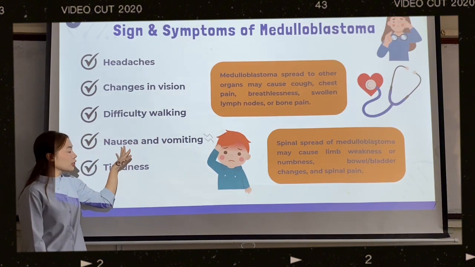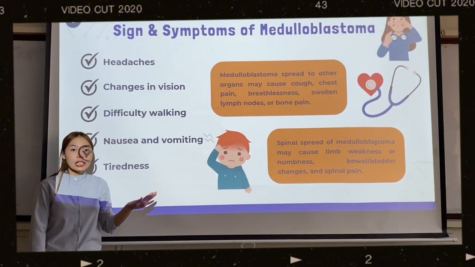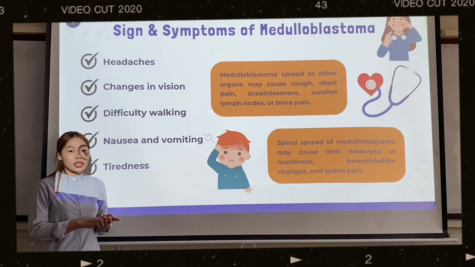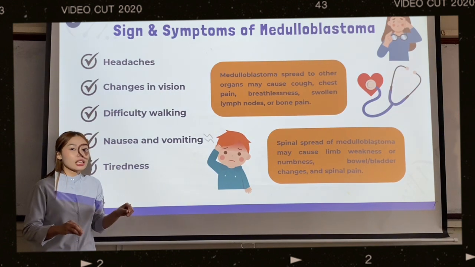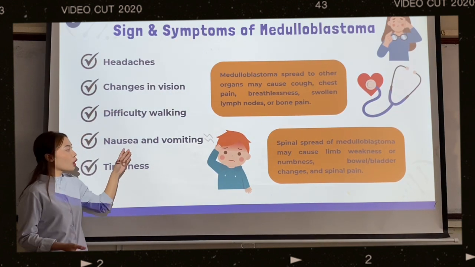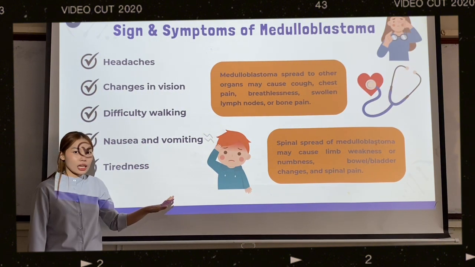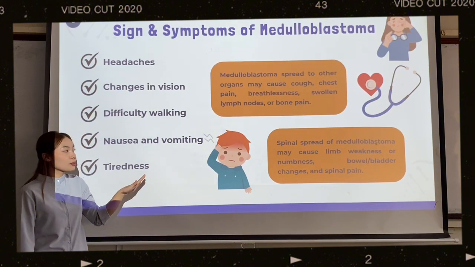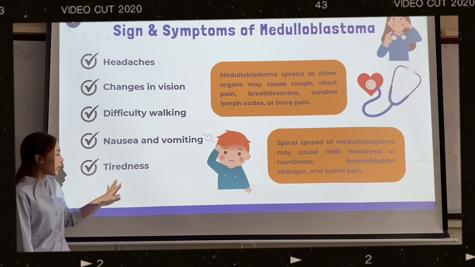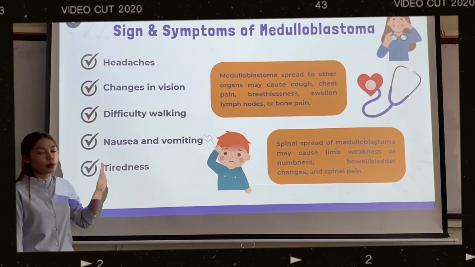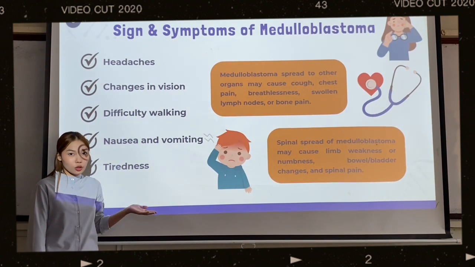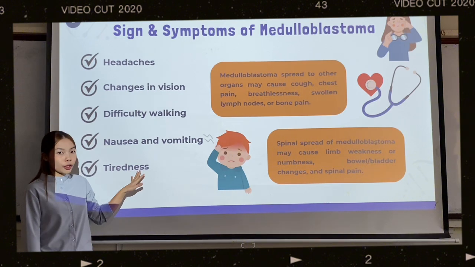And then nausea and vomiting. For nausea, the pressure in the brain that affects the area that controls nausea will cause nausea, and vomiting will release it, but this symptom may continually occur. And then tiredness. People having medulloblastoma will feel tired more frequently.